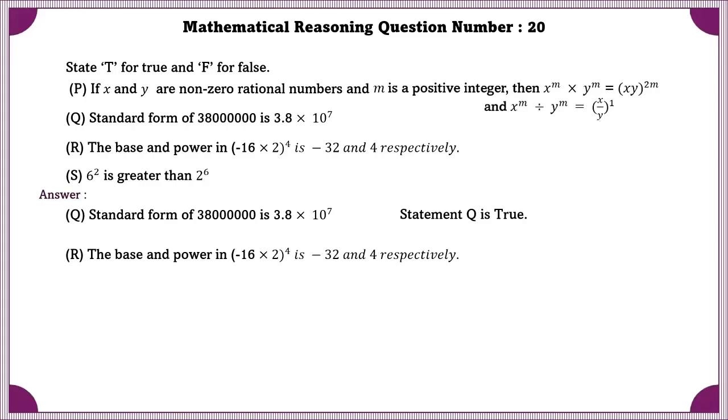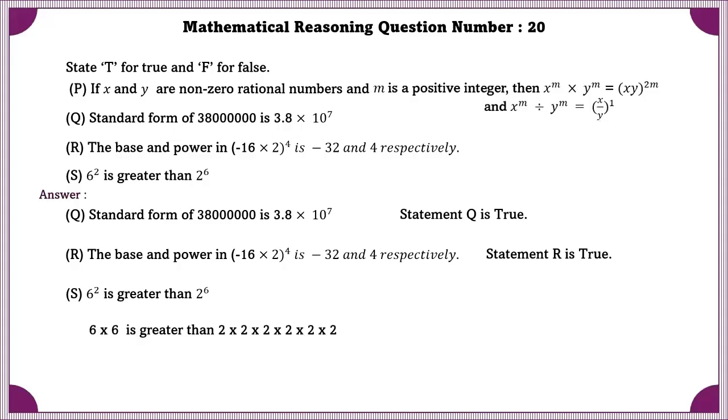Yes, this is true. R, the base and power in minus 16 into 2 to the power 4 is minus 32 and 4 respectively. Yes, this is true. Because minus 16 into 2 is minus 32 and minus 32 is the base while 4 is the power. S, 6 to the power 2 is greater than 2 to the power 6. 6 into 6 is greater than 2 into 2 into 2 into 2 into 2 into 2. That is 36 is greater than 64. Statement S is false.